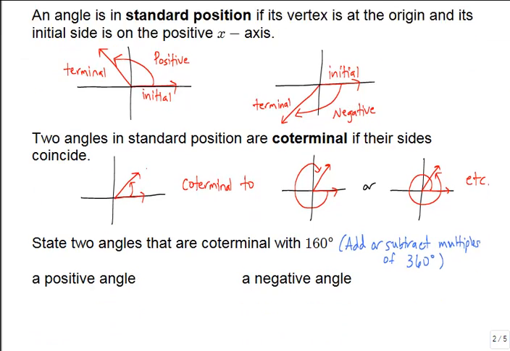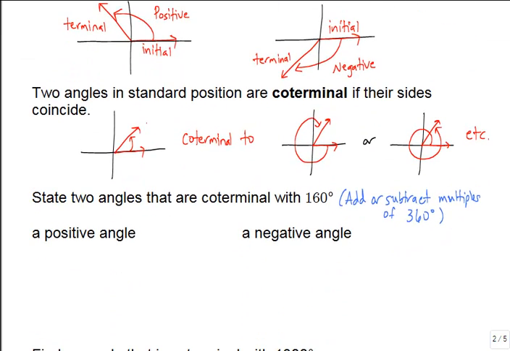Another vocabulary word that you're going to hear is the word coterminal. So we talk about two angles being coterminal if their sides coincide. So their initial sides have to match and their terminal sides have to match. On this angle here, my initial side is always on that positive x-axis and my terminal side would be up here. So the angle that I'm talking about would be this swept angle right there.